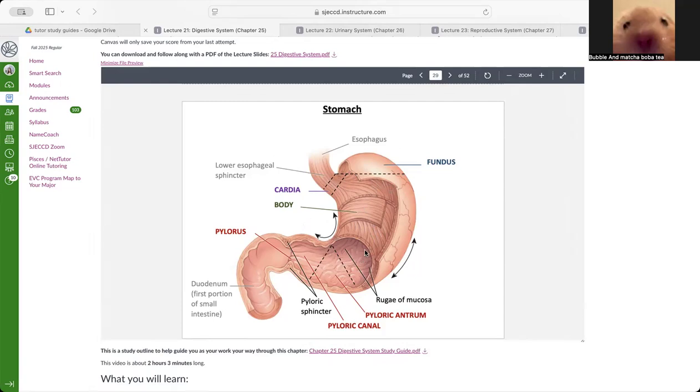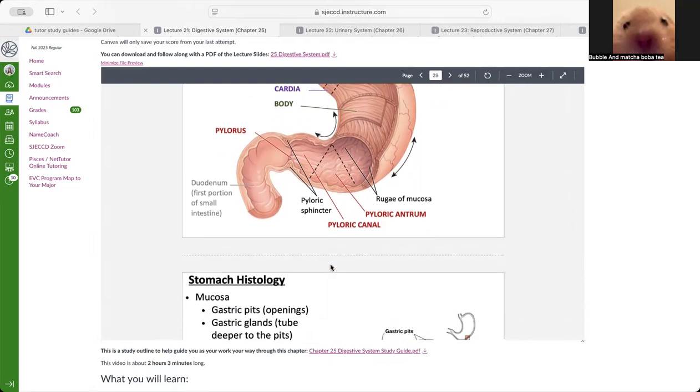We have the body, which is the main region, the pyloric antrum right here, the pyloric canal, and the pylorus, which is the final bit that has smooth muscle. Okay. The stomach has folds called rugae. This allows an increase in the surface area so you can digest more food by releasing more enzymes and gastric juices. It allows the stomach to stretch and expand to accommodate more food.